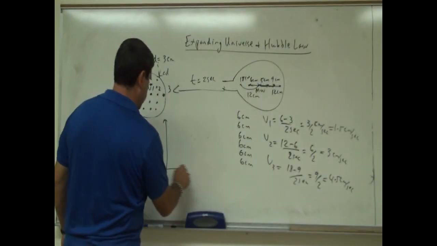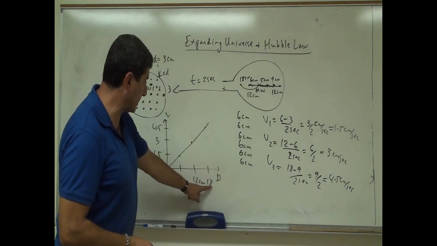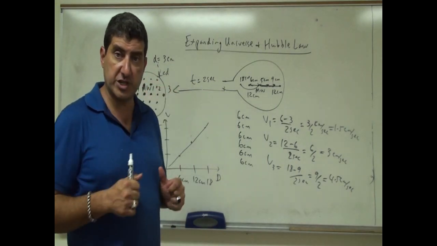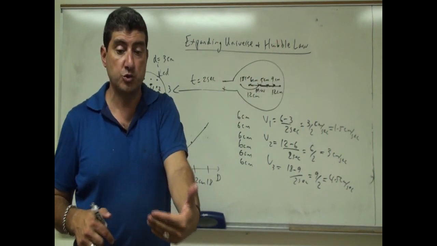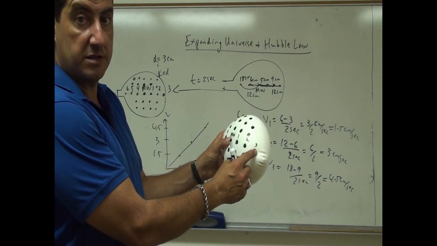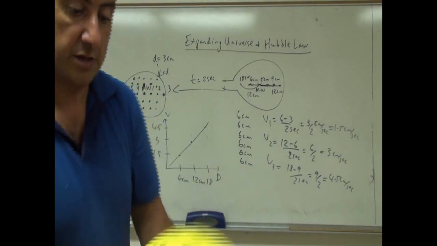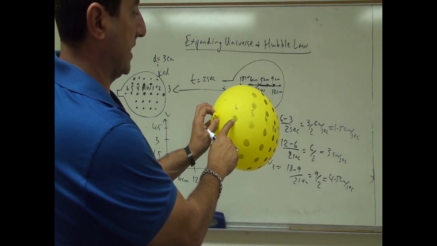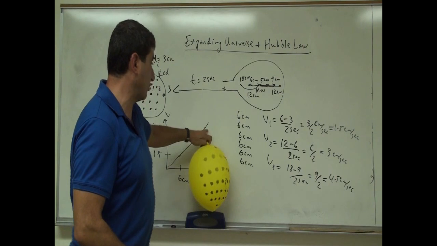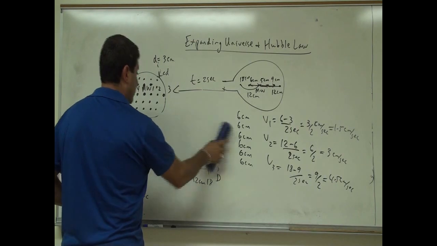So now what does the graph look like? So now we have here distance and velocity. Okay, the farther away the galaxy is, the faster it's moving. In the 1 second time when the universe was smaller, the farthest galaxy in that balloon, which was number 3, was 6 centimeters away, right? So that one was moving 3 centimeters per second away from you. But now, in this galaxy, this galaxy is 18 centimeters away from you, right? 18 centimeters away. So now it's moving faster, 4.5 centimeters per second.